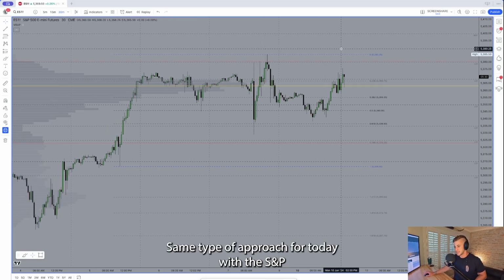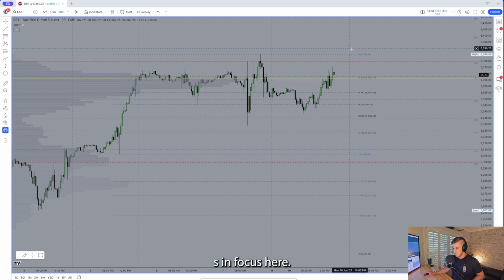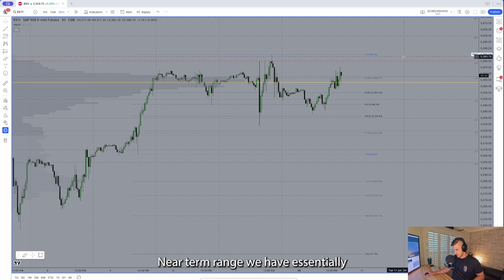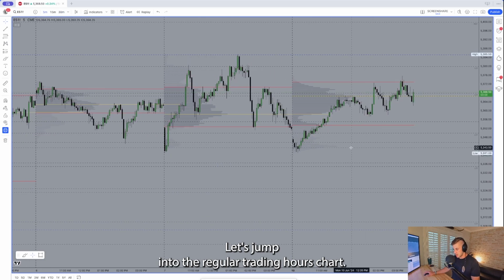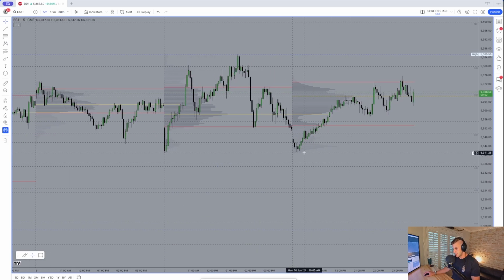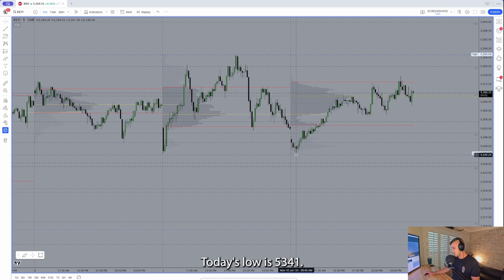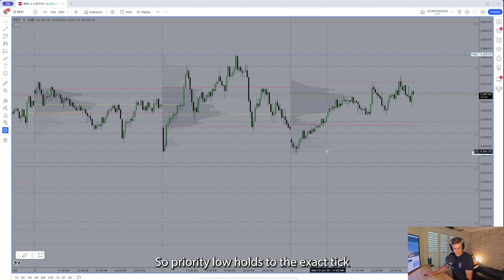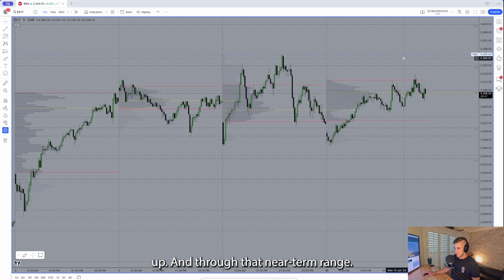Structure is pretty similar, right? Same type of approach for today with the S&P. ES in focus here. Near-term range, we have essentially 5380, 5385 area by 5330, 35. Friday's low right through there. Let's jump into the regular trading hours chart, because again, looking at that prior day low this morning on ES, holds almost to the tick. What is the low right here from Friday? That is 53.41. Today's low is 53.41. So prior day low holds to the exact tick. That marks the session low, and price trades up and through that near-term range.